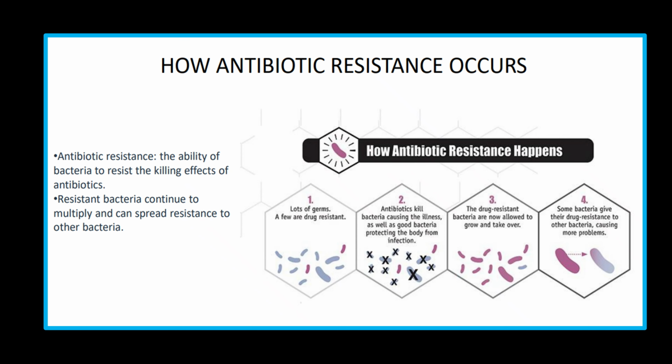How antibiotic resistance occurs: antibiotic resistance is the ability of bacteria to resist the killing effect of the antibiotic. The bacteria can pass resistance on to other bacteria. How does resistance happen? Antibiotics kill bacteria causing illness as well as bacteria protecting the body from infection. Resistant bacteria are then allowed to take over. Some bacteria give resistance to other bacteria, causing more problems.